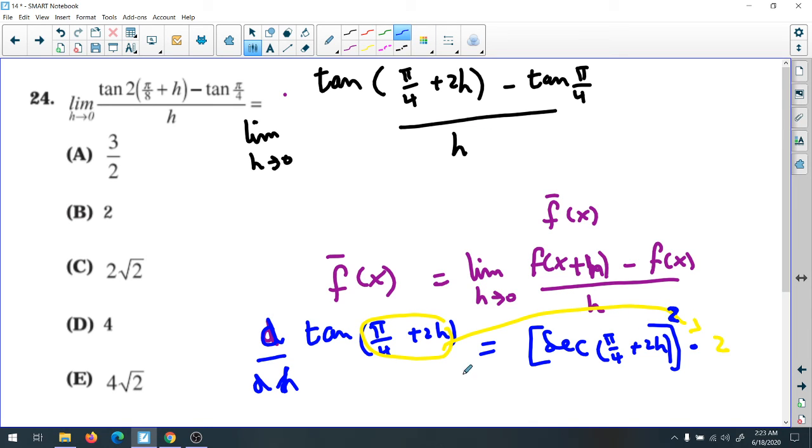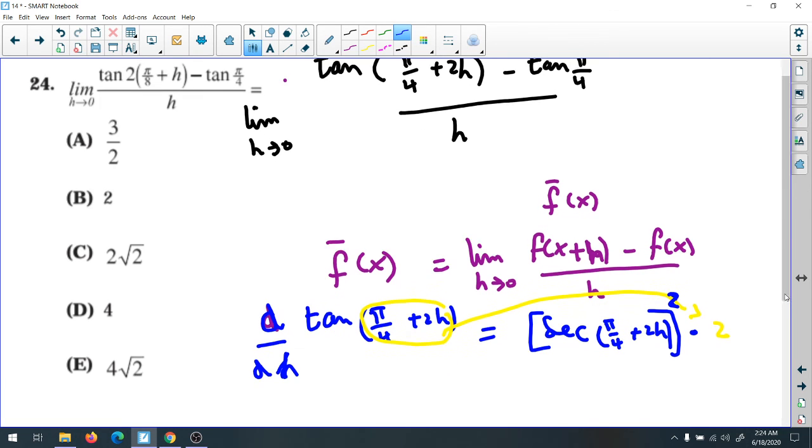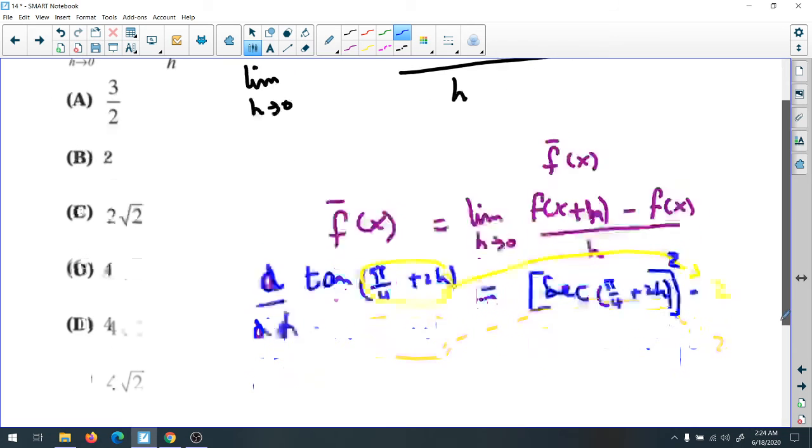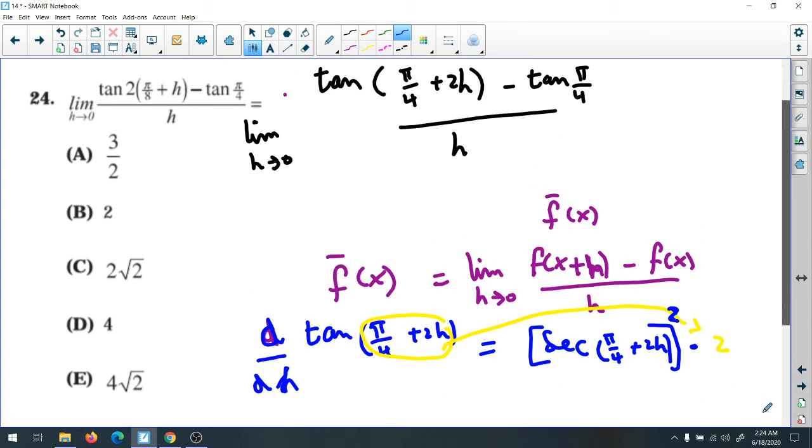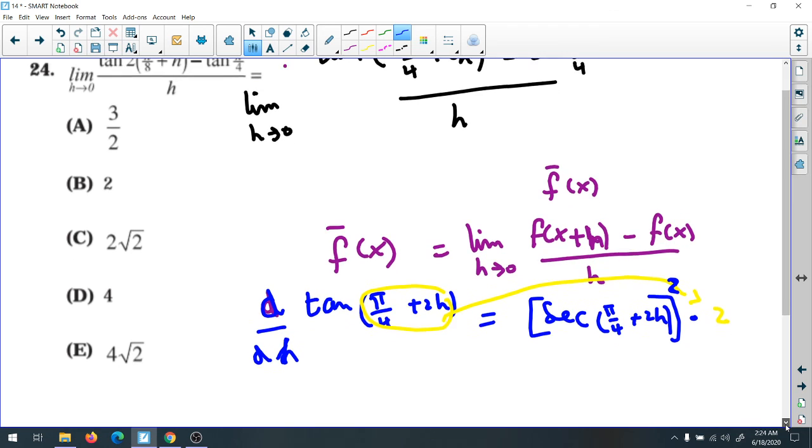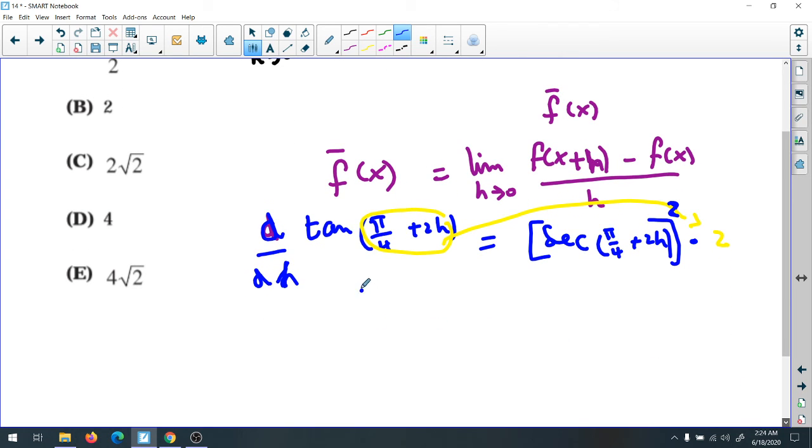Okay, that's the square. And now when we plug in h equals 0, this will be 0, then it will be secant of pi over 4, squared. We know that this will be 0, substitute for h equals 0, times 2.